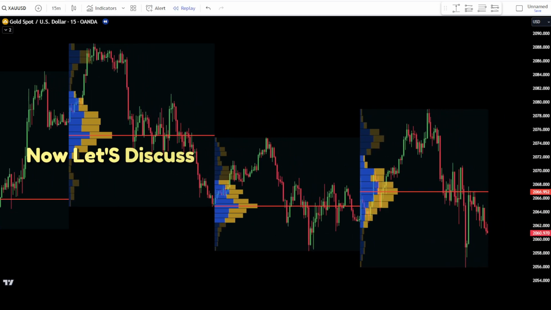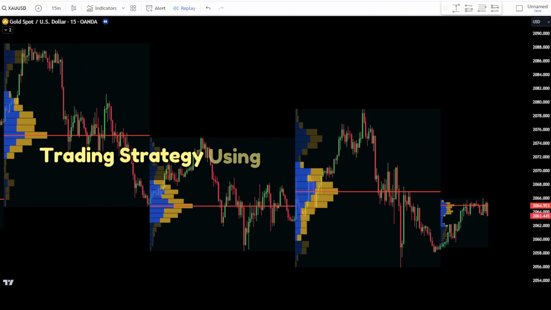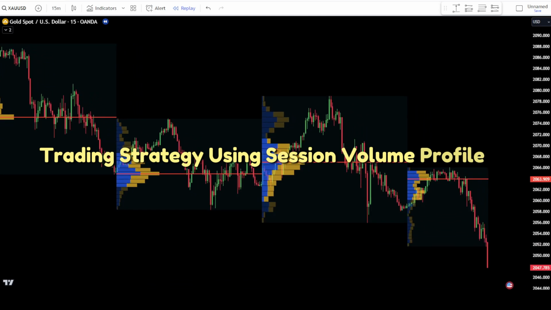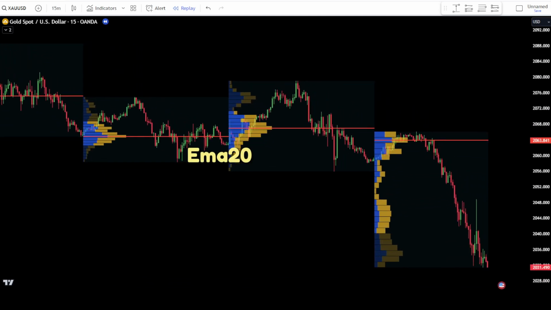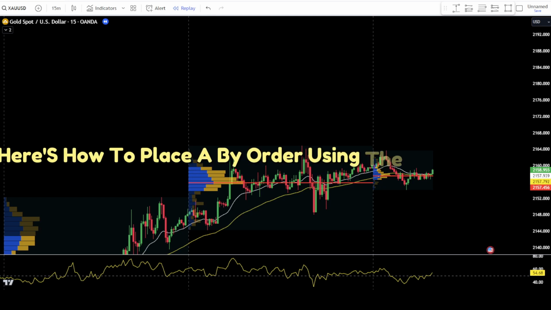Now let's discuss how to place buy and sell orders using this second method, B. Trading strategy using session volume profile, RSI, EMA 20, and EMA 50. Here's how to place a buy order using the second method.